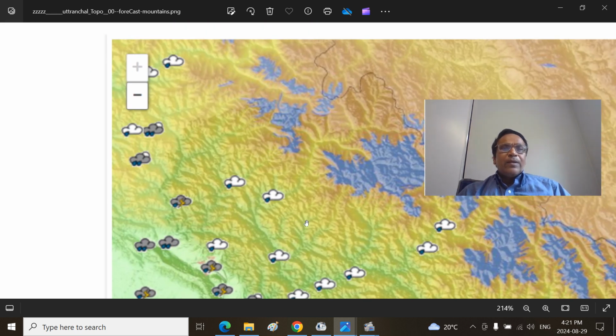So this is the Bhagirathi river. You can see the Bhagirathi river here. So that means this is the Bandarpoonch. The Bandarpoonch, Kedarkantha here. This is the Yamuna river. Yamunotri Yamuna. This is the Tons river.